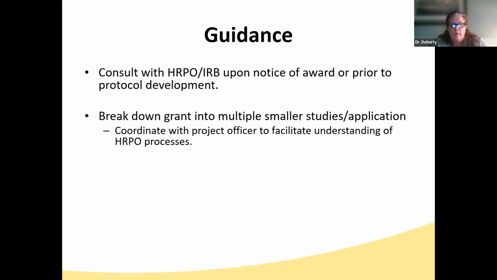Having the grant broken down into multiple smaller studies helps with the ease of IRB review, instead of trying to include every phase and every step in one big IRB application, which can get very confusing and involves a much broader spectrum of information. So breaking it down into multiple smaller studies, which then reference other studies within the award, is what is recommended. Now, we also recommend working and coordinating with your project officer so that they understand that this is what the approach is going to be.